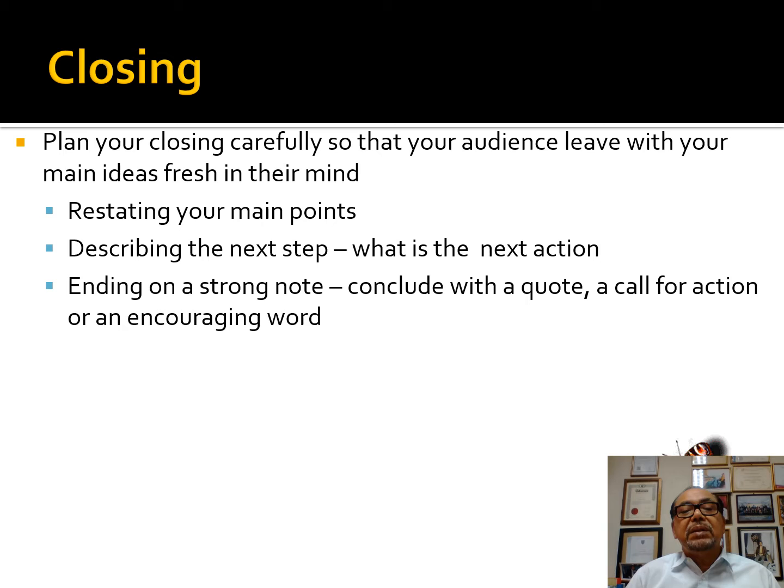Okay? Then ending on a strong note. What do you mean here by a strong note? Conclude with a quote, a call for action or encouraging words. Kadang-kadang you have to get a quote from other known people. What have they done in the past to solve this problem? How have they solved this problem? So this is how you end your closing note, so that the audience will remember and your presentation is done completely and very successfully.